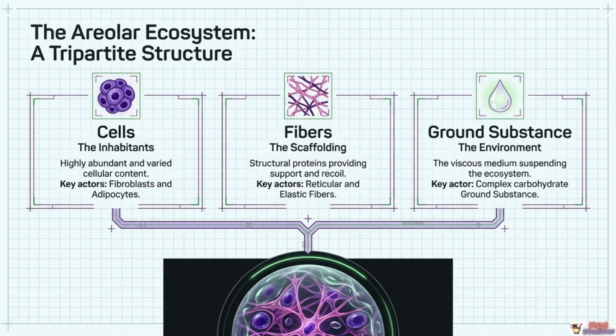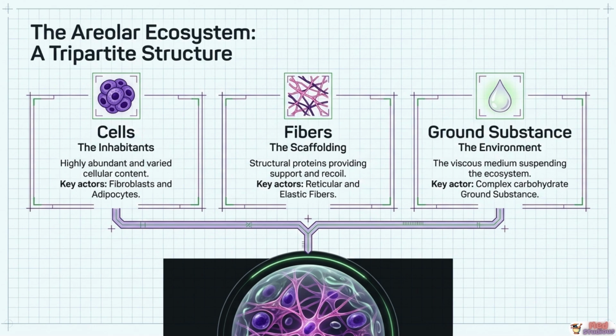To truly understand the areolar ecosystem, you must view it as a tripartite structure, a bustling city built on three fundamental pillars. First, we have the cells, which are the active inhabitants of this ecosystem. This cellular content is highly abundant and incredibly varied, featuring key actors like fibroblasts that build the environment and adipocytes that store energy. The second pillar is the fibers, serving as the architectural scaffolding.